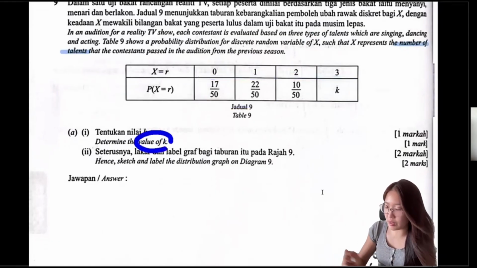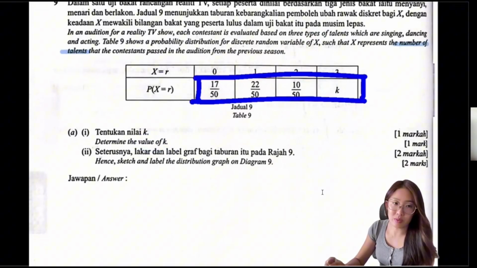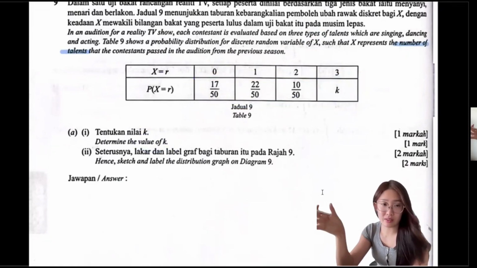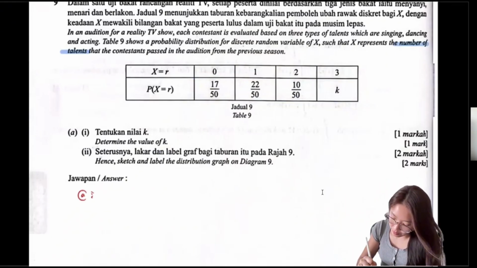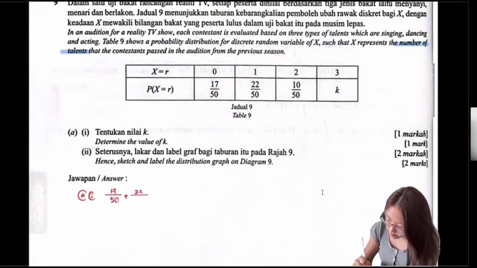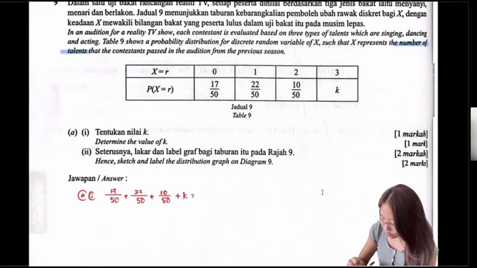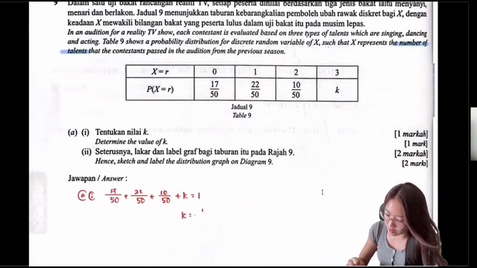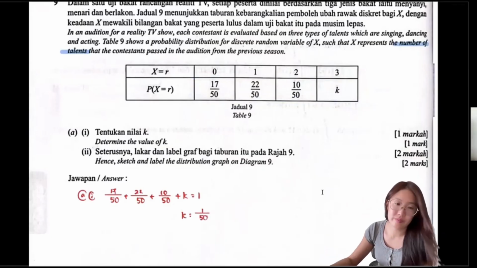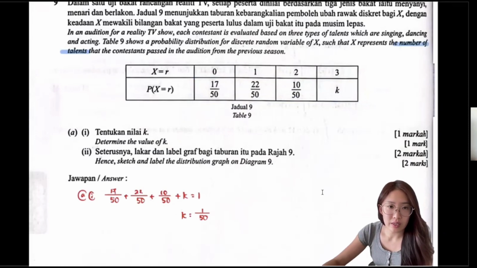They ask you to determine K. Guys, this is probability of everything already. Full probability is 1. 100% is 1 in probability. So if you want to find K, very simple. Part 1, you add up all the probability: 2 over 50, 10 over 50, and K, equal to 1. If you want to find K, just move everything over, take 1 and minus. You should get 1 over 50. And then part 2.